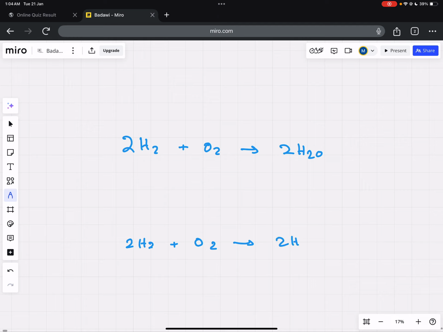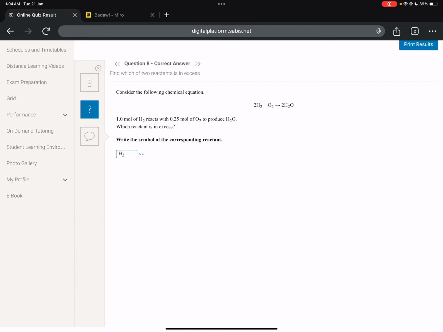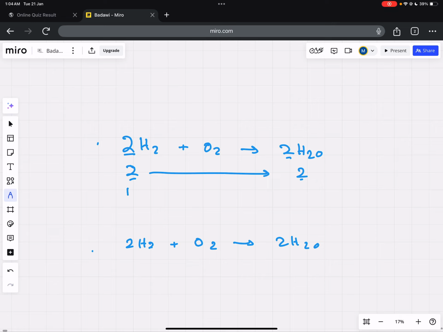And I'm just gonna focus here on hydrogen and then here on oxygen. So first I write the given. So 2 moles, 2 moles gives us 2 moles, 2 moles. Now they're asking for 1 mole of H2. So 1 mole will give me how many moles? You already can see the ratio, it's 1 to 1. So it will give me also 1 mole of H2O.